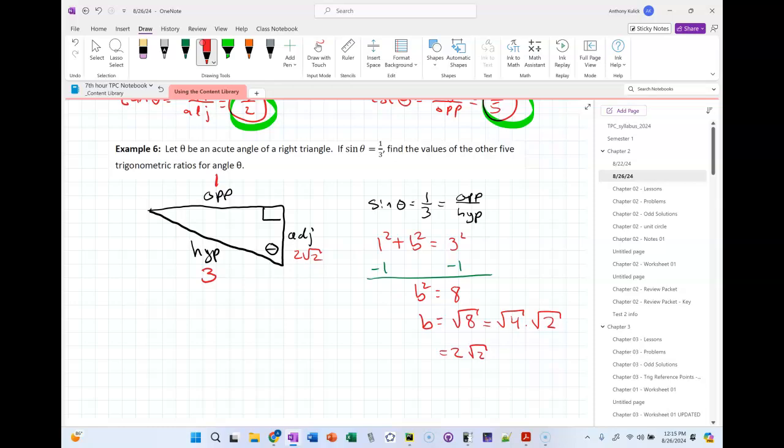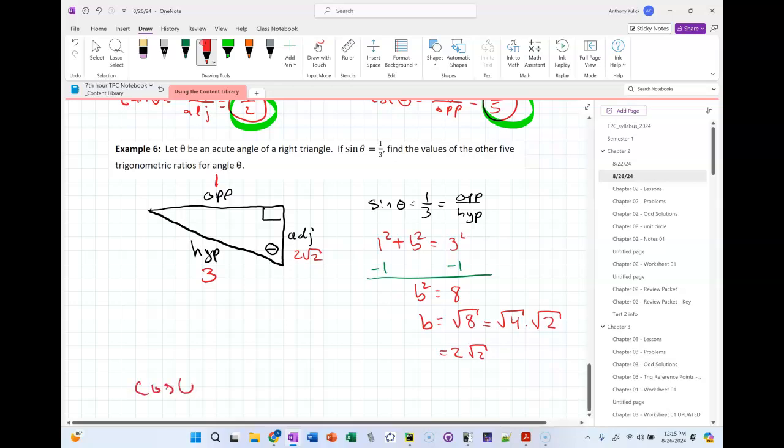So far, so good? Now, this is ostensibly the same problem as the previous one. I'm going to do one pair of ratios rather than all 6 of them. I'm going to do cosine and secant, just so that we see that rationalizing the denominator piece again. So cosine theta, that's adjacent over hypotenuse. So that's 2 root 2 over 3, right? That's perfect just the way it is. So I won't do anything there.